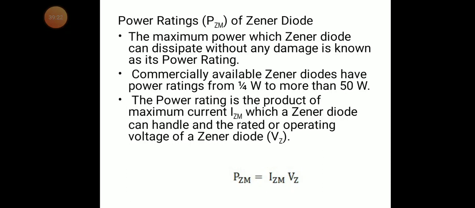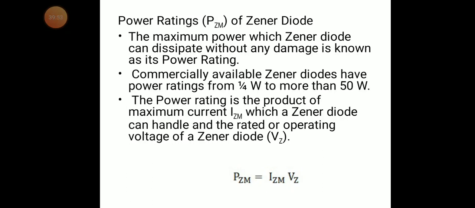So you can also see the maximum amount of power dissipation across the Zener diode. The maximum amount of power which the device can withstand is known as the power rating. The maximum power which a Zener diode can dissipate without any damage is known as its power rating.